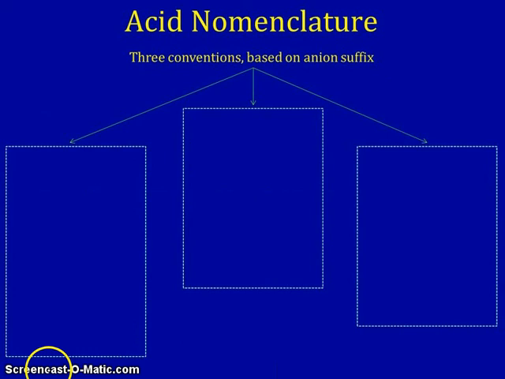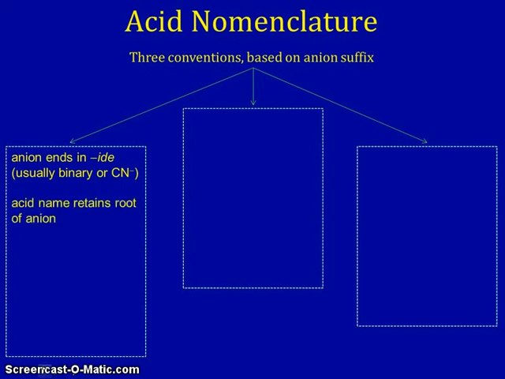Okay, with acid nomenclature, we have three types that we can do, and they're all based on the anion suffix. So we'll start with the simplest of these, which is anions ending in "ide." This is almost all binary compounds, like HCl, H2S, H3P, anything that's only two atoms. Also includes cyanide, so HCN would fall under this umbrella.